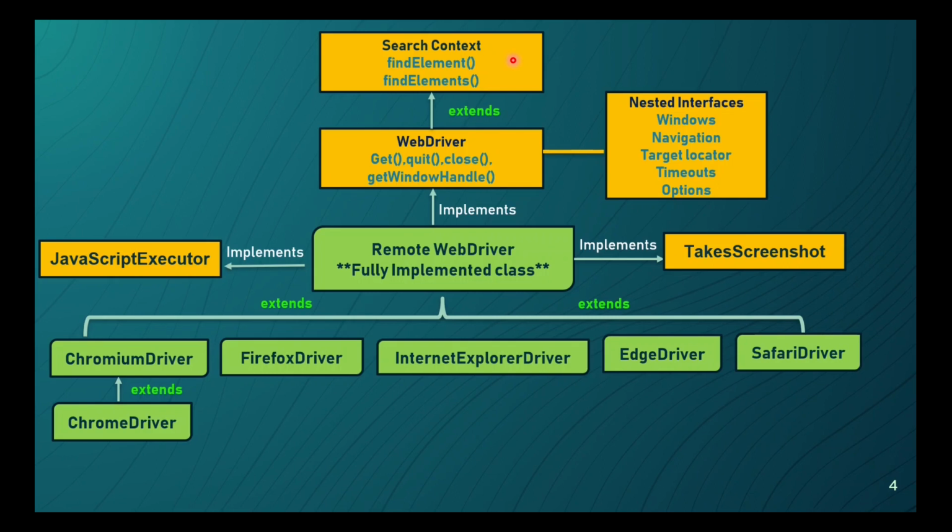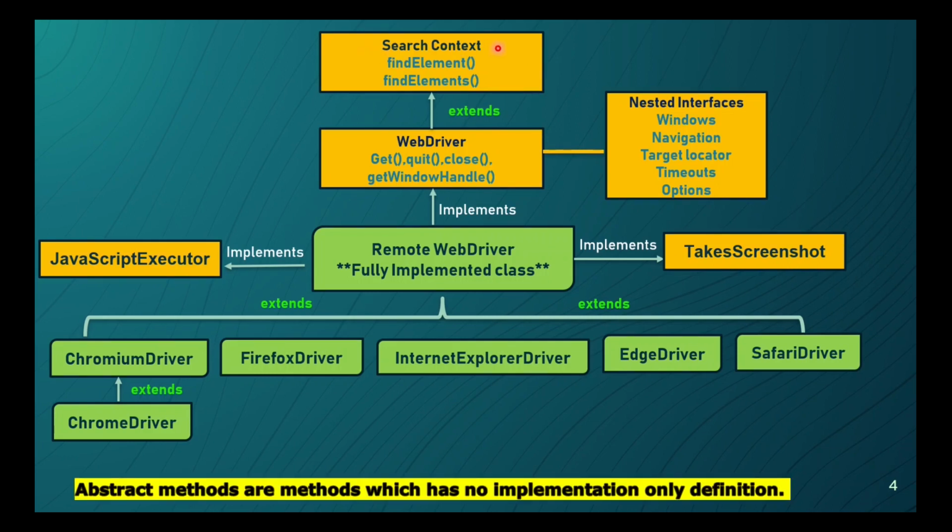So we will understand that when we practically implement the test cases, but for now let us understand that the search context that we have is the super interface and is an interface that contains abstract methods. Now, what are these abstract methods? These are the methods that have no implementation. They have only definition. There is no implementation of abstract methods. They just have the definition.